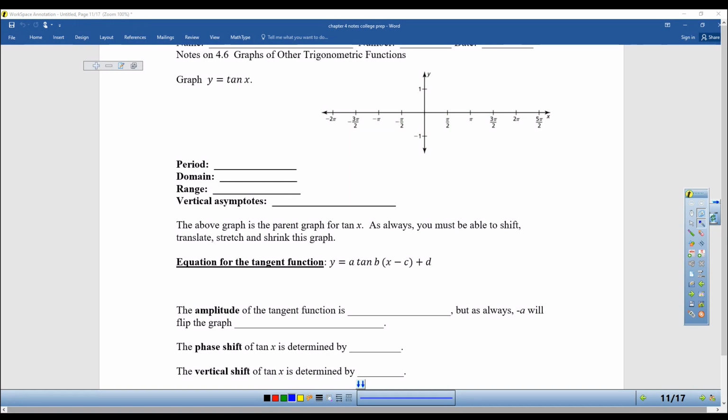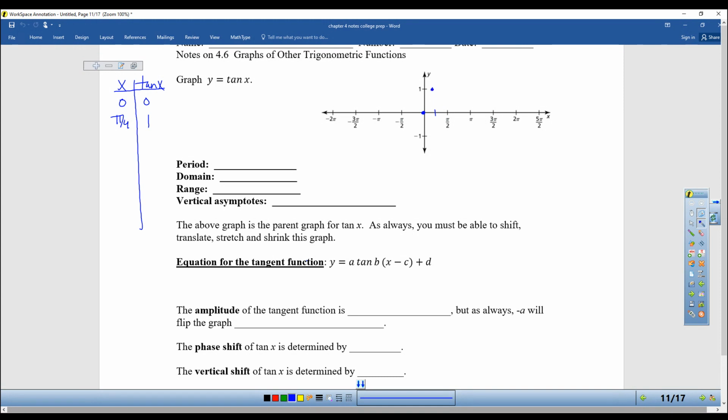Starting off with tangent. Again, whenever you have a graph that you don't know, whether it's a polynomial function, a rational function, linear function, it doesn't matter, you can always just start by plotting points. So we have x and tangent of x. You can get out your table, and you can see that tangent of 0 is 0, so I'm going to plot that point. Tangent of pi fourths is a nice easy one. It's 1, so pi fourths would be there.